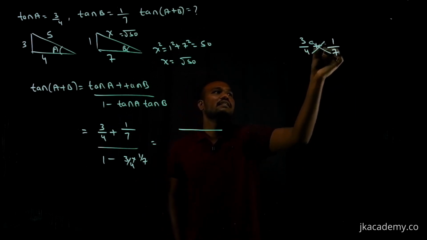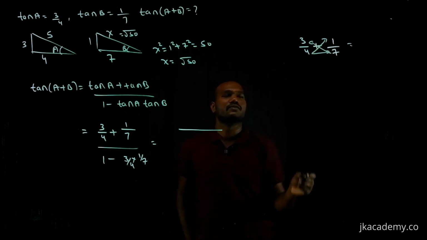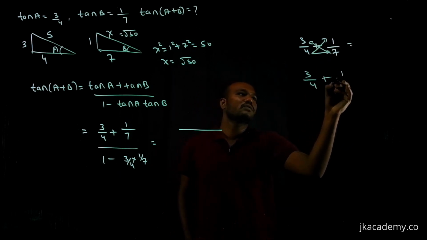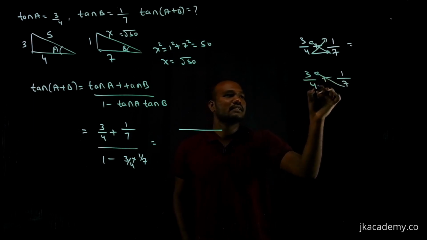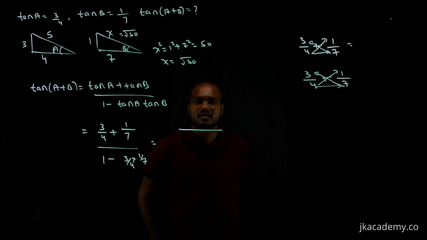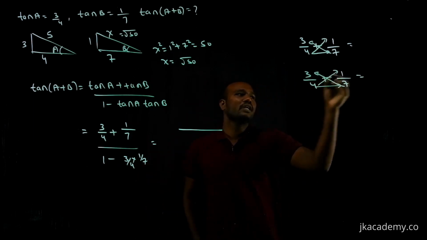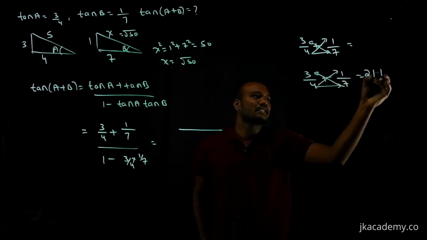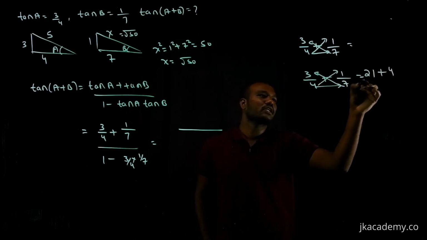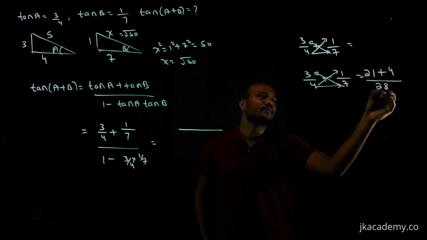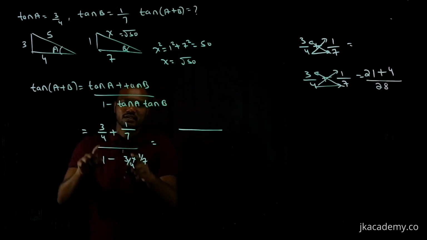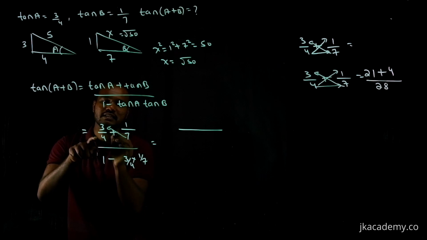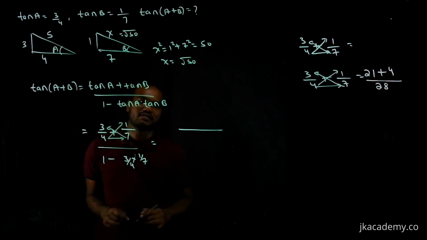This into this, this into this, this into this. See here what I have written, 3 by 4 plus 1 by 7, this into this, this into this, this into this. So how to do? 7 into 3, 21, if there is a plus, take plus here, 4 into 1, 4, divided by this into this, 28.